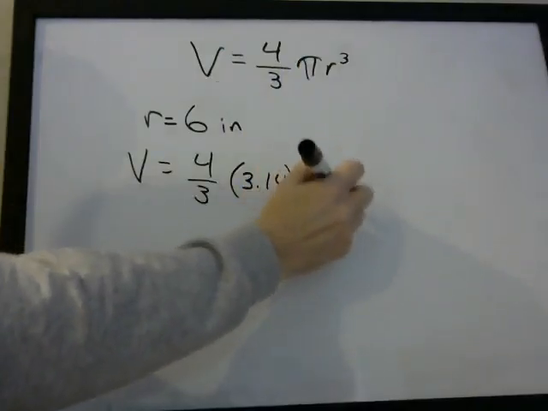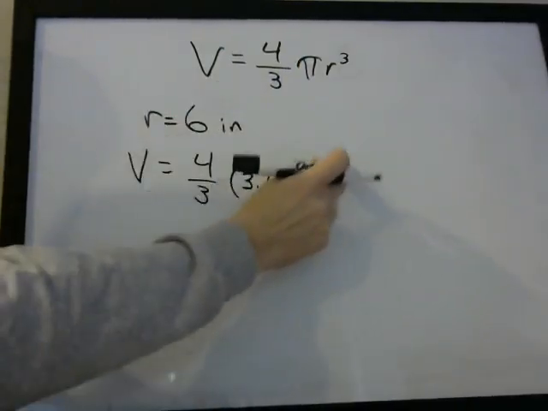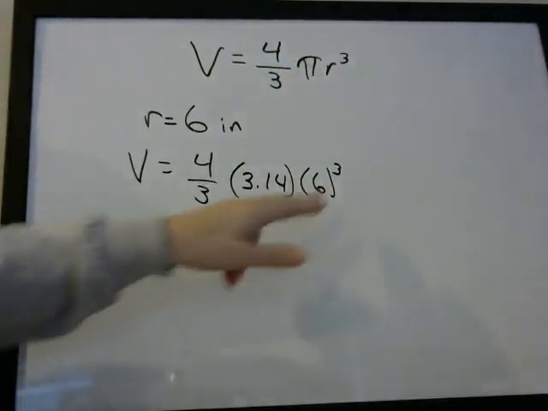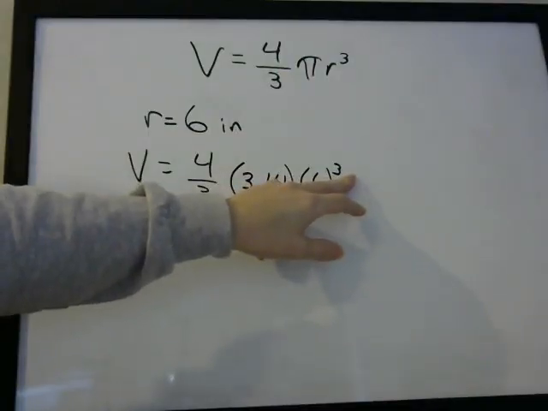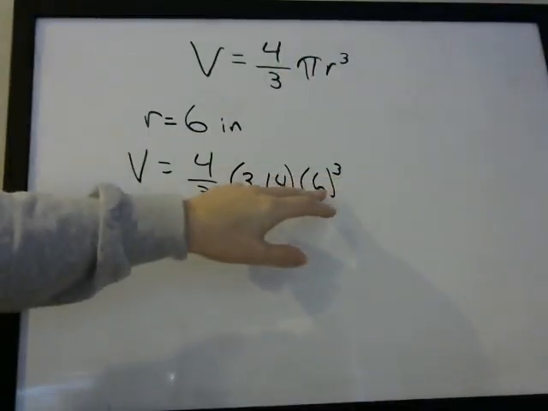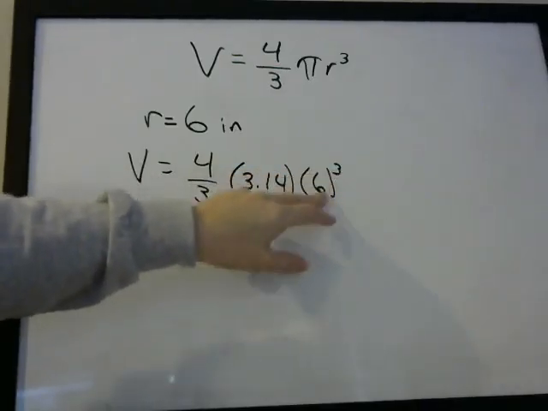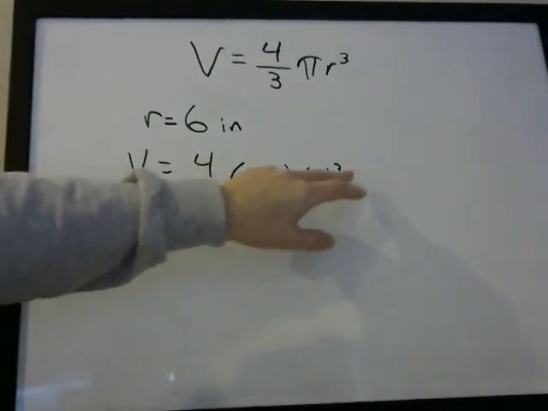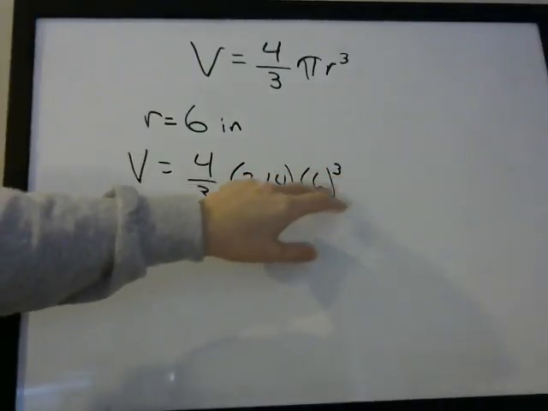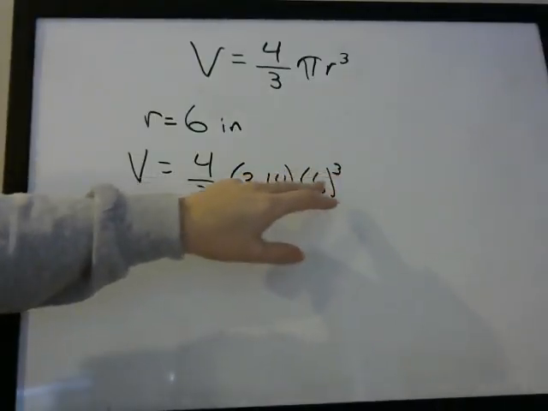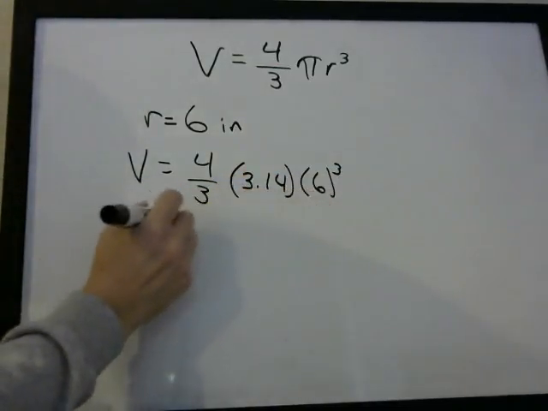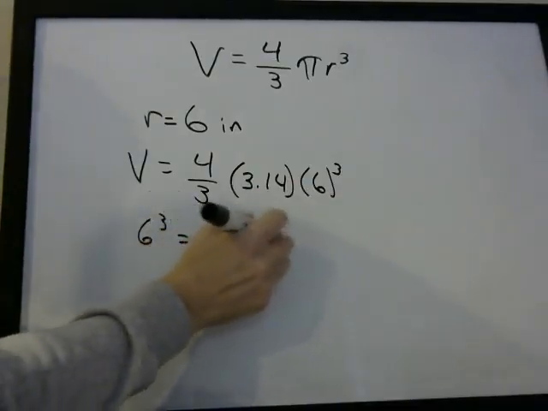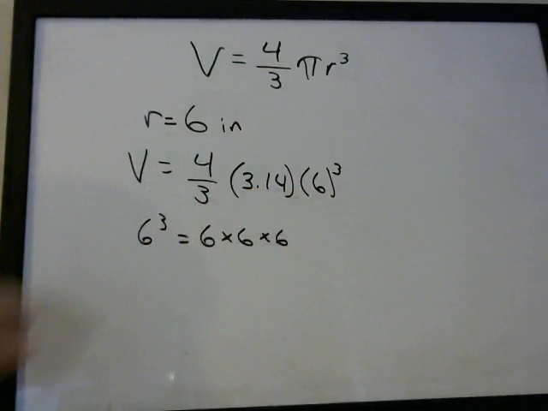Times radius cubed. Our radius is 6, so radius cubed. I always like to do the exponent first. So 6 cubed, remember what that means. If you don't know what exponents are, you need to watch that video on Facebook. 6 cubed just means 6 times 6 times 6. It's this number times itself 3 times. It is not this number times 3, so don't do that. It's not 6 times 3. It's 6 times 6 times 6. It's this number 3 times. 1, 2, 3 multiplied by itself.